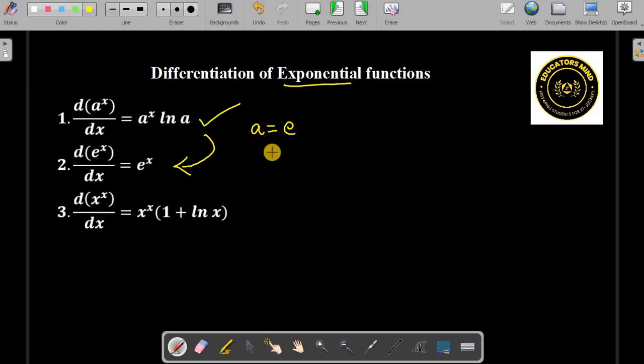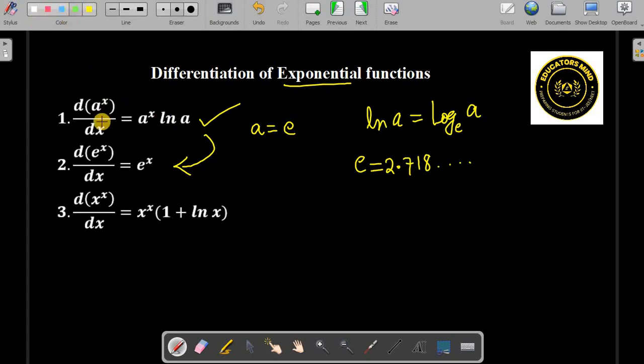What is ln? ln a means it is log base e of a. e is an irrational number, you know that, 2.718, like that. Then x to the power x differentiation is x to the power x times (1 plus ln x). These are again coming by the chain rule.